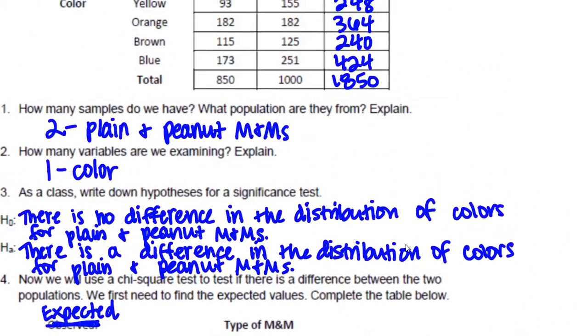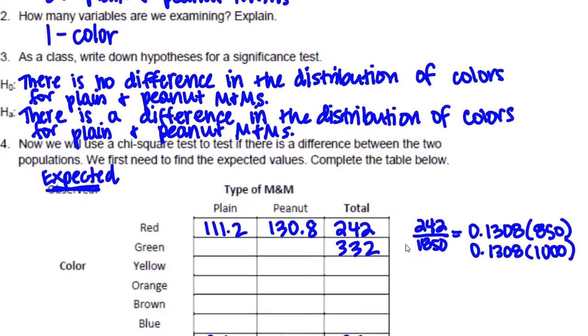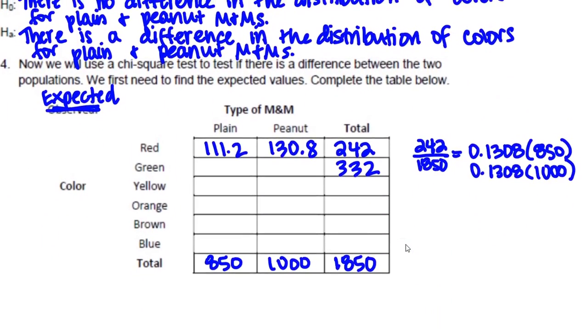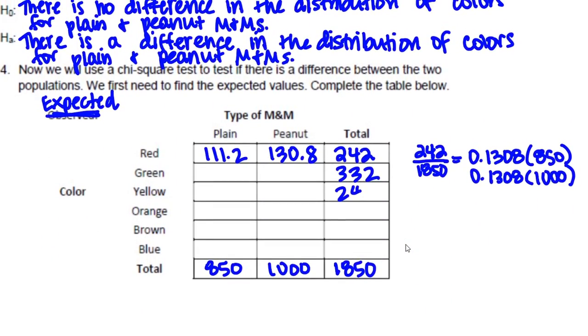332, 248, 364, 240, 424, and then that does total to 1,850. So remember, what I want you to do is find the proportion of each color, regardless of the type, first, and then multiply that proportion by the total for each type.